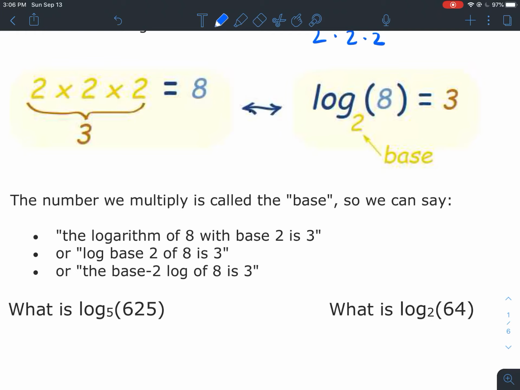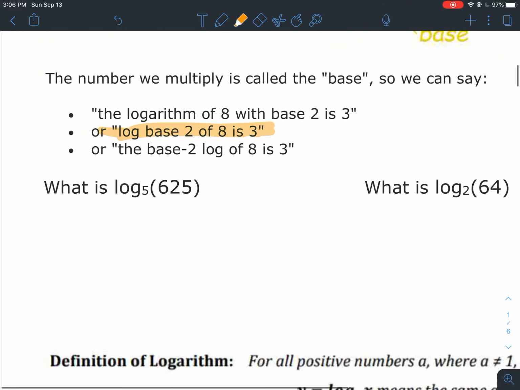The number we multiply is called the base. So we say that the logarithm of 8 with base 2 is 3. Log base 2 of 8 is 3. Or the base 2 log of 8 is 3. Probably the most common is this, log base 2 of 8 is 3. That's probably how I'm going to say it most often. So we'll go ahead and look at this first one.